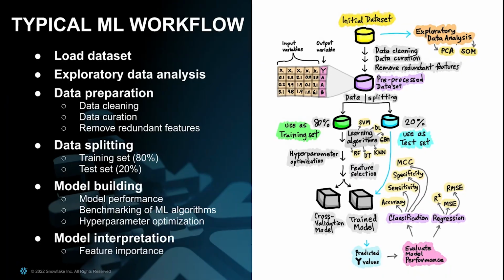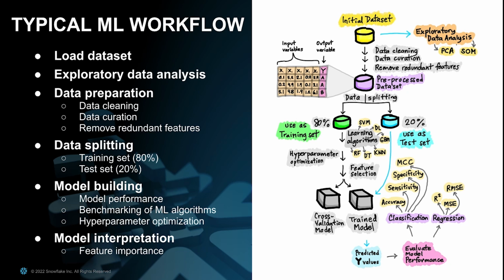Before we begin and build the application, let's take a step back and take a high-level overview of the typical machine learning workflow. As you can see in the illustration to the right, you start with an initial data set. Then you perform data processing, like data cleaning, data curation, and removing redundant features, until you get the pre-processed data set. From there, you split the data into a training set and a test set. The training set is used to build your predictive model, shown here as the trained model. Then you extract predicted values and also evaluate the model performance.